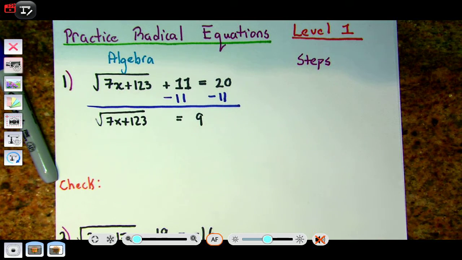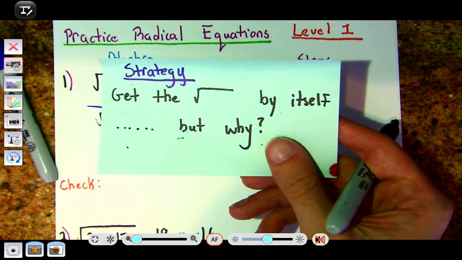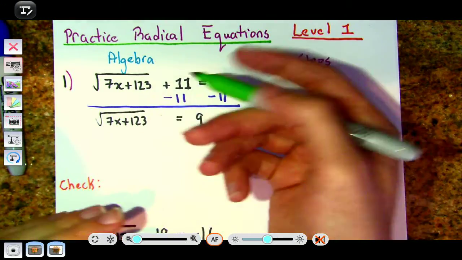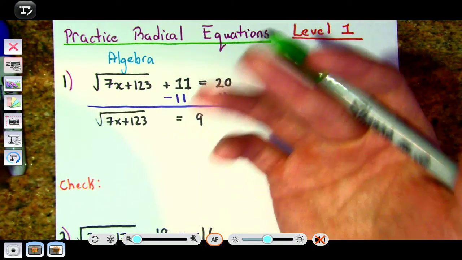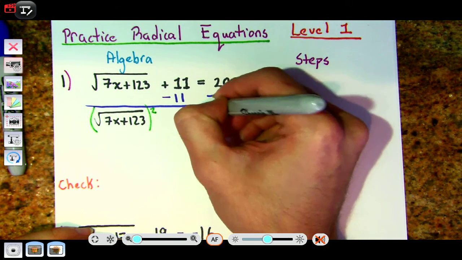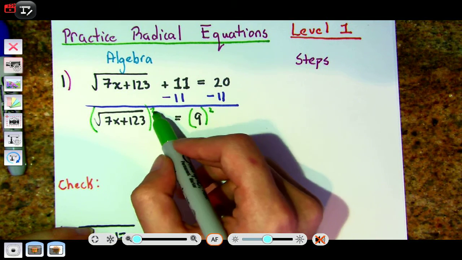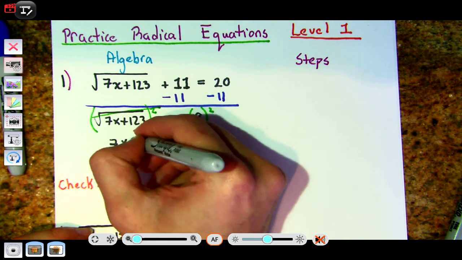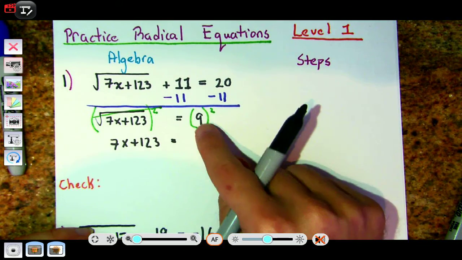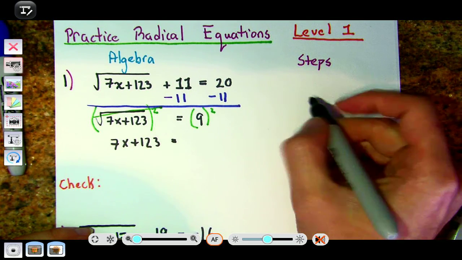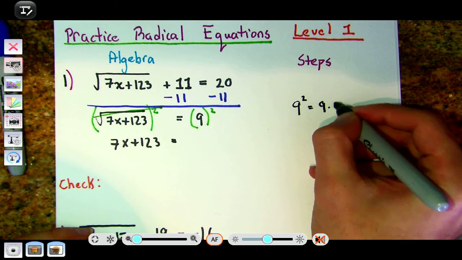Now, what was the purpose of getting the square root by itself? Because what's one new technique that we just learned? We're allowed to square both sides. By squaring both sides, the square will get rid of this, so you're just left with 7x plus 123 is equal to, now, what is 9 squared? If you say 18, my heart breaks. Remember, 9 squared will be 9 times 9. So this will be 81.